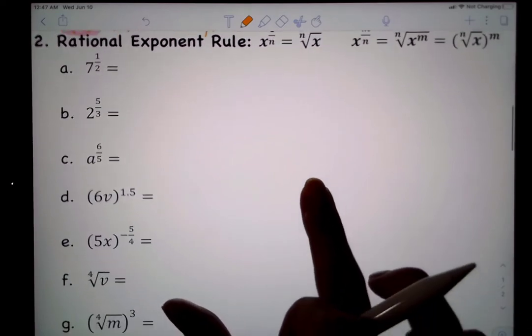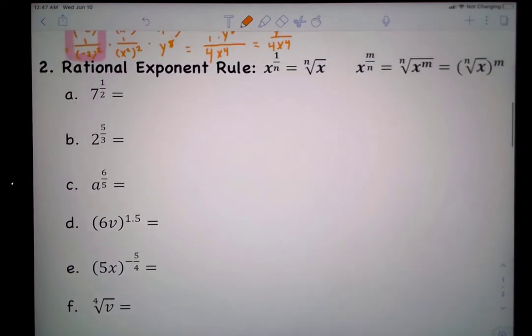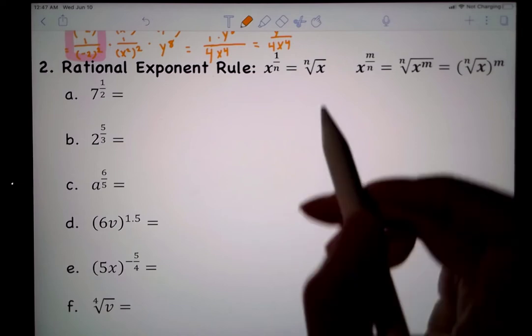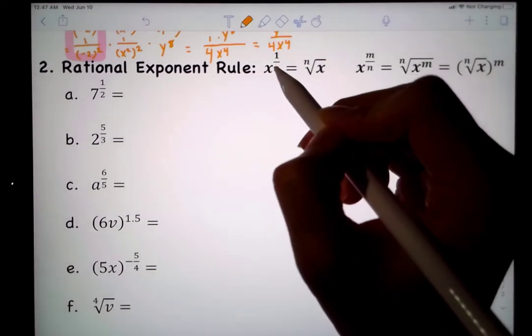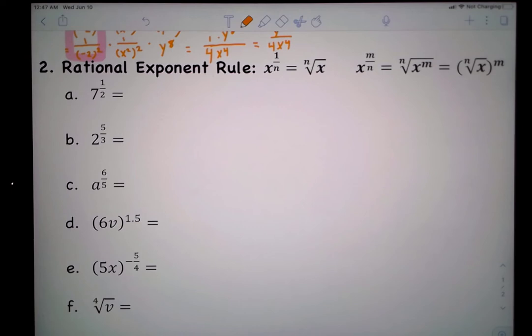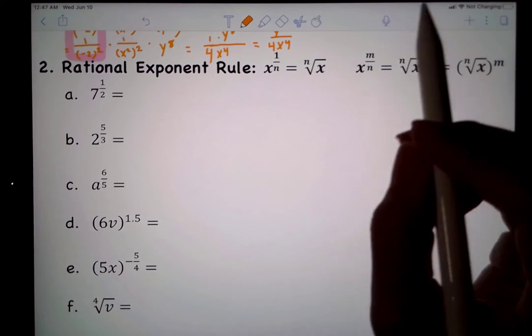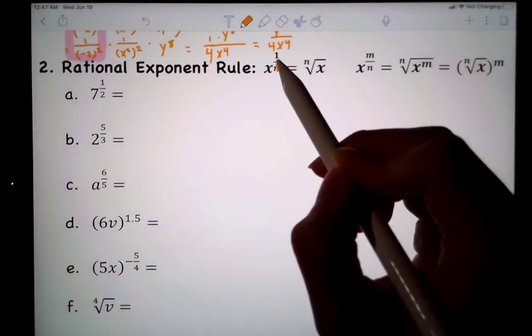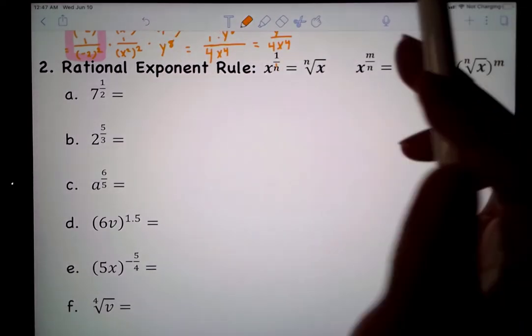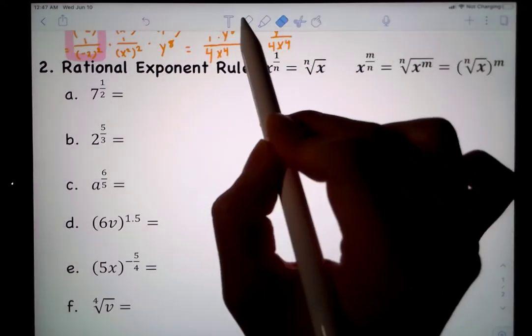All right. Number 2, rational exponent rule. So you could have a fraction in the exponent. So far you just have an integer value, a positive number or a negative number, right? But now you could have a fraction or decimal. Okay, so we're doing that.